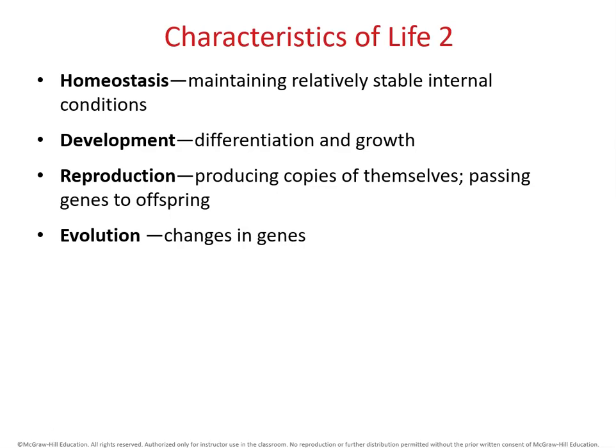Next, all living things grow and develop and generally differentiate as they grow. Reproduction is a pretty obvious task that all living things must do in some form or function. And finally, communities of living things experience changes in their genetics over time, and this is called evolution, like we've talked about briefly in previous videos. Remember that one individual can't change over time, but a community or population can change its genetic makeup over time in response to external pressures.